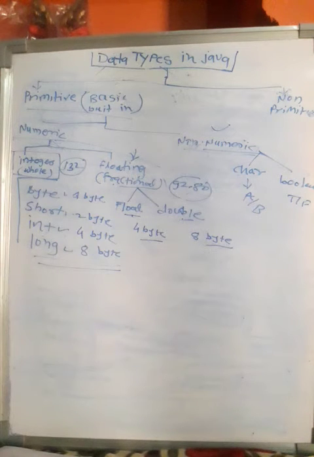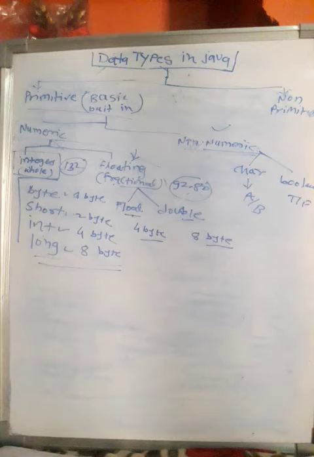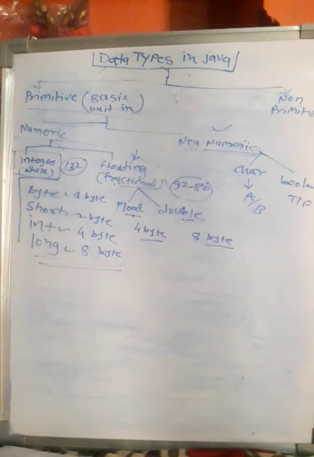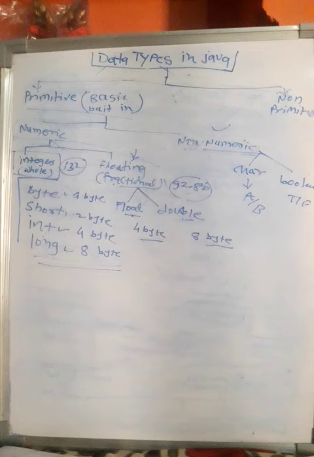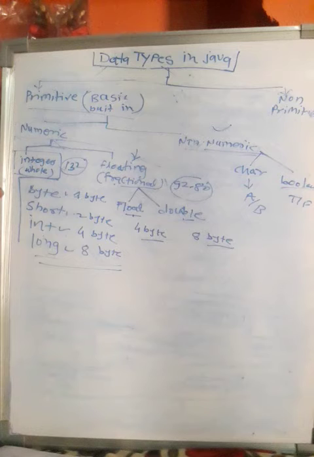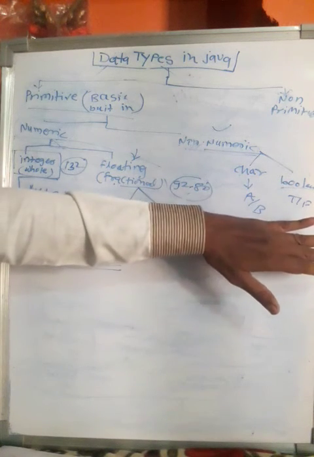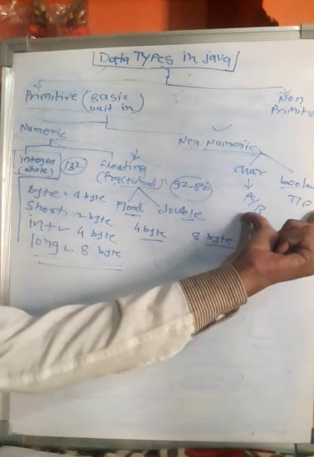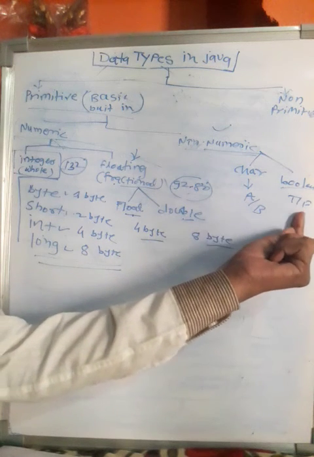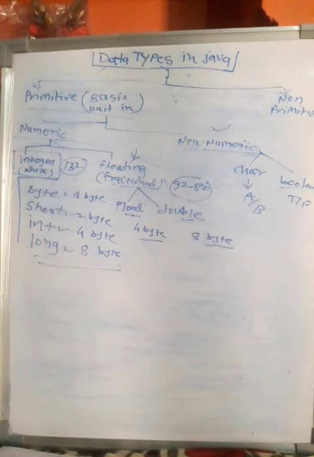Character data type in Java is used to store a character type value. And if you want to specify a condition, true or false, at that time we use the boolean data type. Both character and boolean data types do not store numeric values because these are not numeric. This is a character, this is true or false. Both are not numeric, so it is called a non-numeric type.